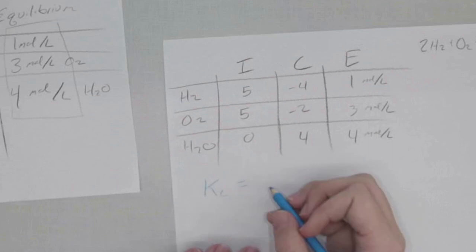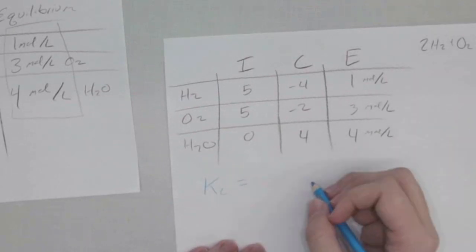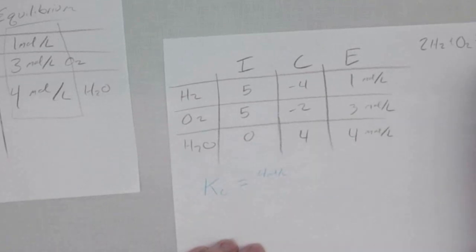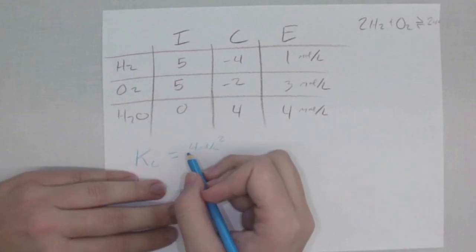So first we'll want the concentration of our products on the top. So in this case, that is water. That'll be 4 moles per liter. And we are going to raise that to its stoichiometric coefficient, or 2. Since that's our only product, that'll be the only thing on the top.